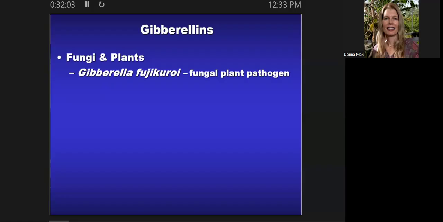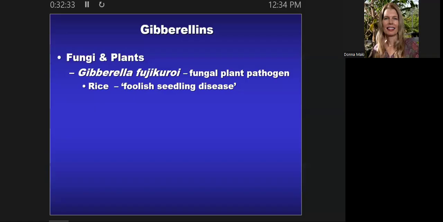So it was showing up. First they noticed rice plants in the rice paddies exhibiting what they named foolish seedling disease, because what they saw happening is the rice stems would grow way too quick and too tall and too weak. And then once they started forming the rice grains, the rice seeds, they would start to droop and fall over.